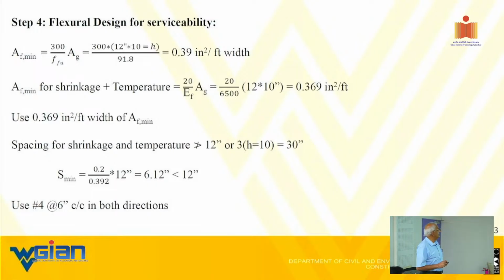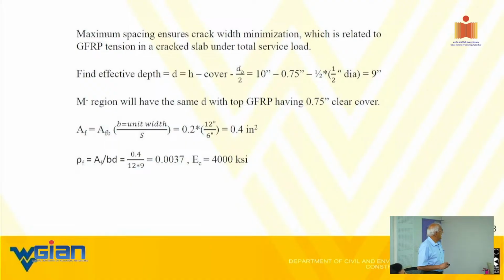From the minimum values, we already gave you these minimum values, and now you find the minimum spacing, and the code is saying from the shrinkage temperature point of view, the minimum spacing is either 12 or 30, and it should not be greater than the minimum of the two. And this is another equation. The code is saying 0.2 divided by your 0.392. So that is how you get the spacing of your bars. The max space ensures the crack width, and there is a procedure for that.